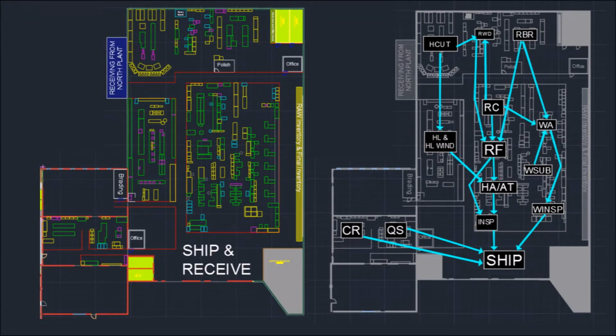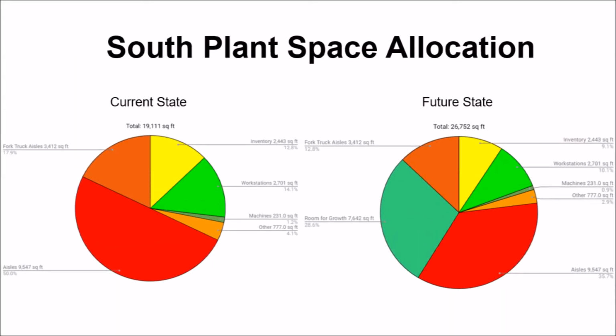This map identified all workstations, inventory racks, and machines, and their specific locations in the South Plant addition. We also created a flow diagram in order to demonstrate that the organization of departments creates a linear flow through the plant. The pie charts demonstrate the allocation of floor space in the current and future states.